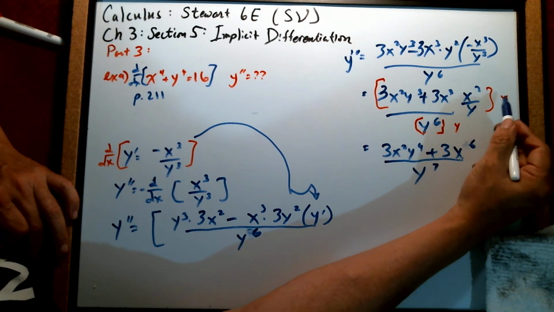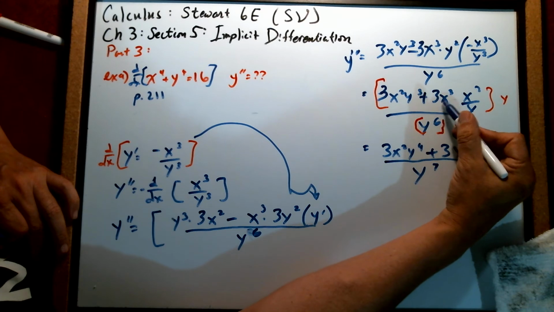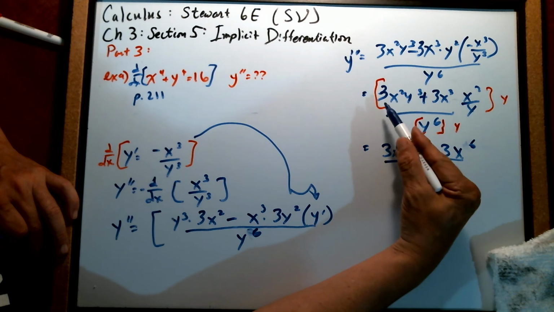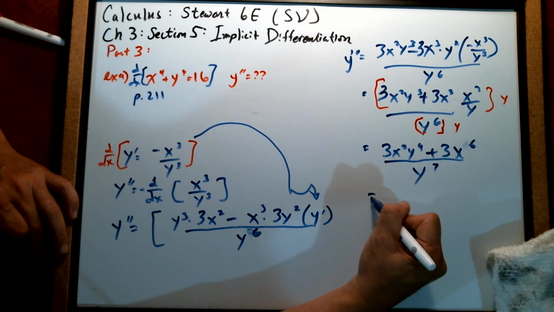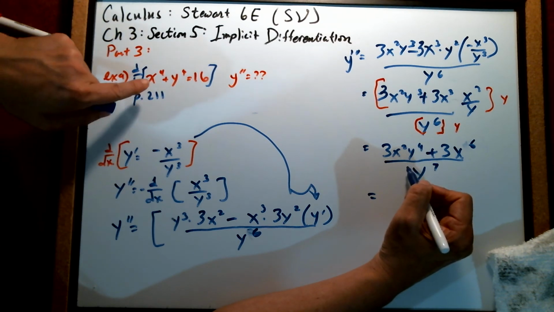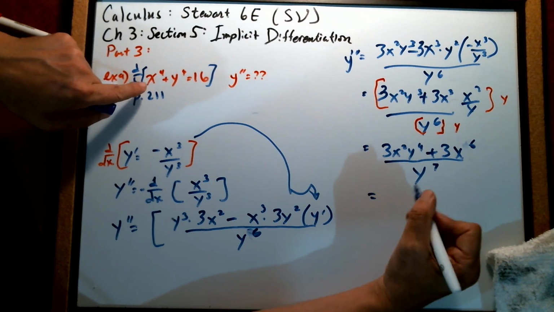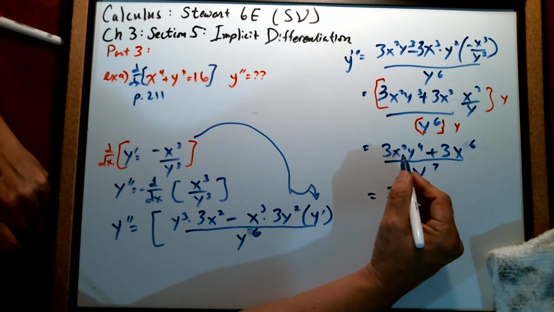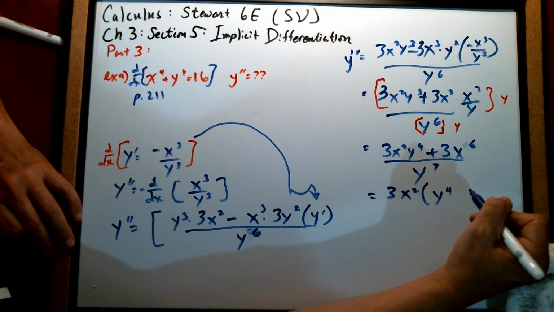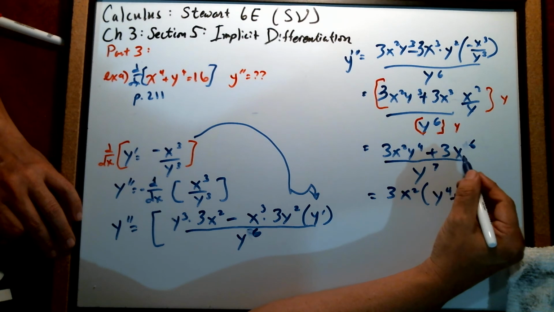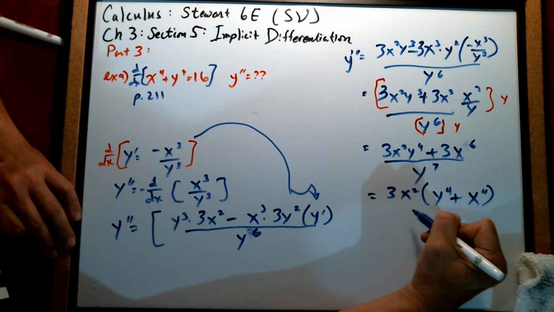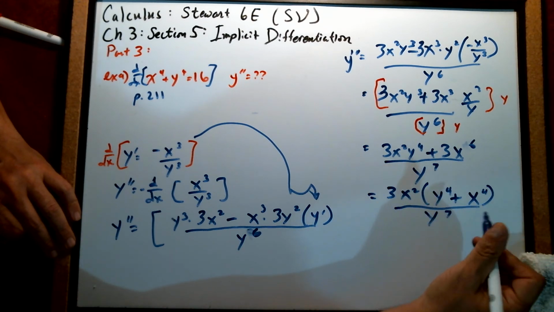You see why the y cancels with this? You end up with just 3x to the 6th, and the first term, multiplying by y, you end up with 3x squared y to the 4th. We're going to factor out some things that are going to help you out. You can factor out 3 in the numerator. You can also factor out x squared. What do you have left? You have y to the 4th plus x to the 4th, all over y to the 7th.